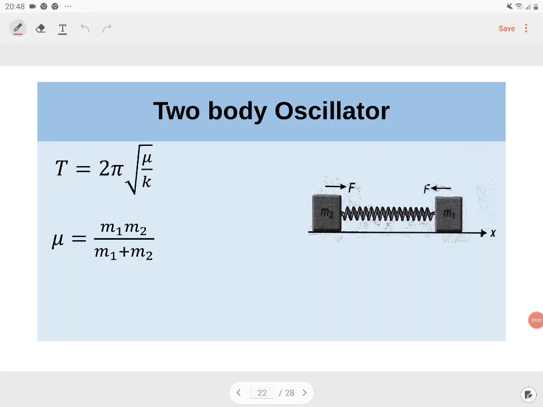This is oscillations part 6. In this video we will see, first, the two-body oscillator. What is a two-body oscillator?